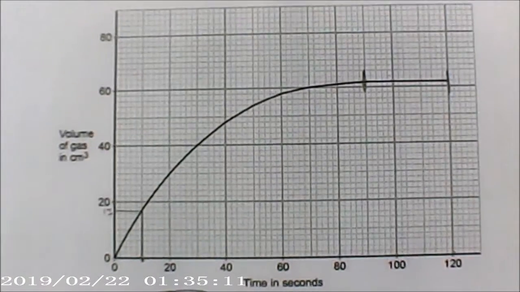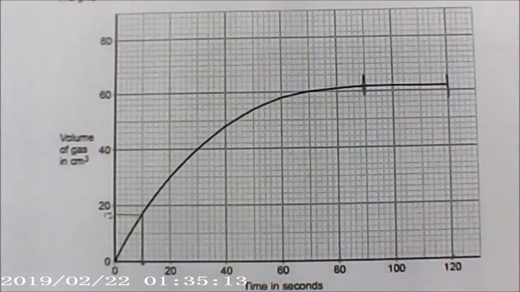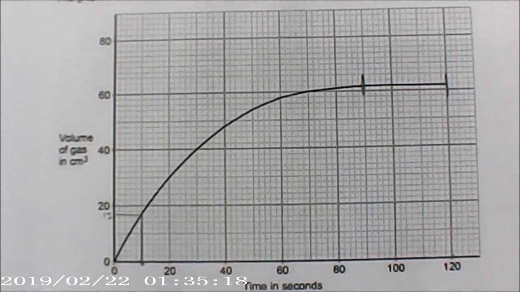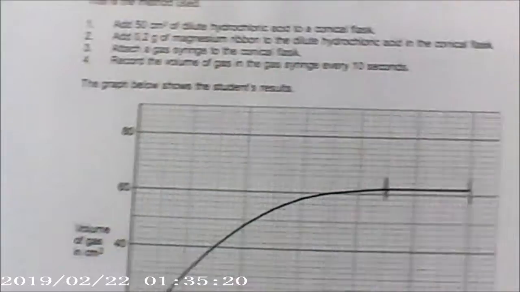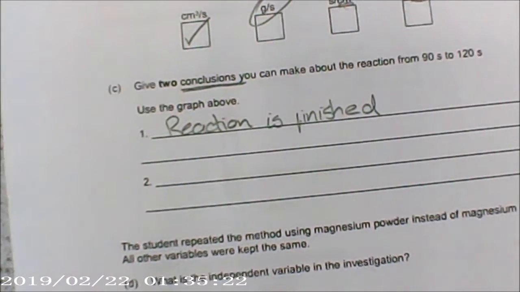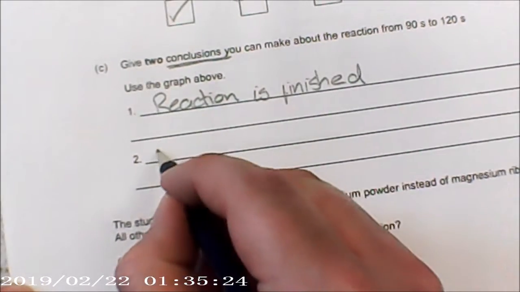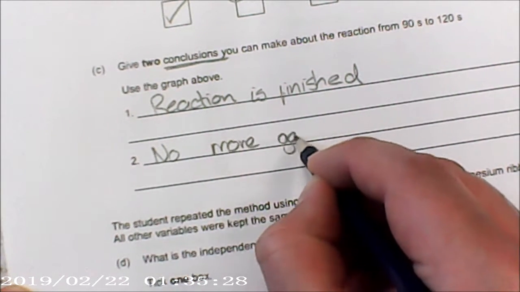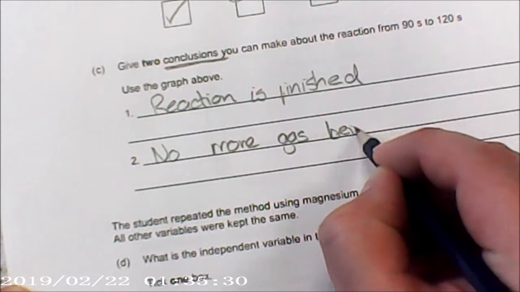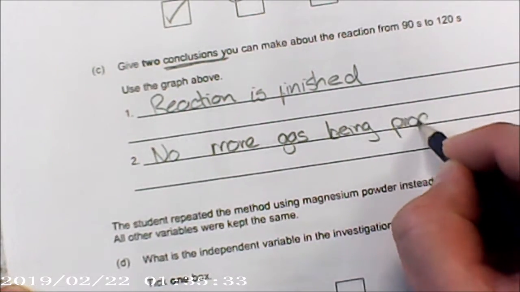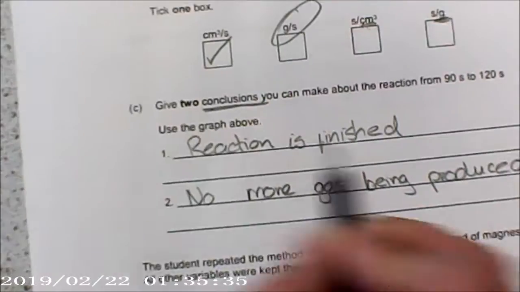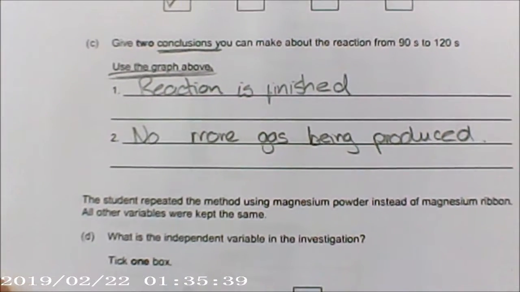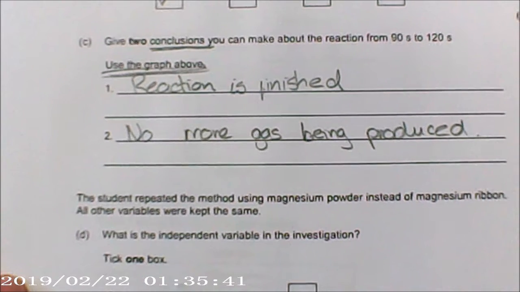So what does it mean with the reaction actually finishing? What can we tell from the graph? Now, we know that time's still going up, but the amount of gas, the volume of gas, is not. So our second conclusion that we can give is that no more gas is being produced. Now it says here use the graph above, so that normally means there's going to be clues in there. So what does that line mean?